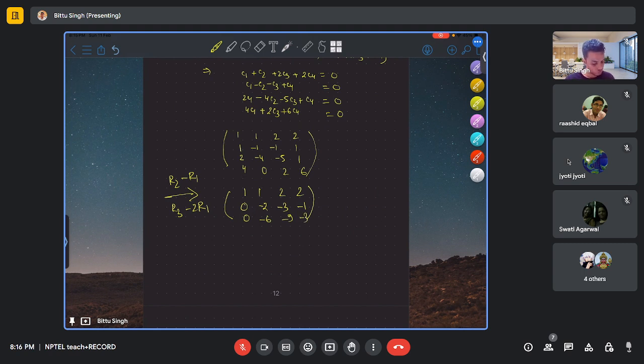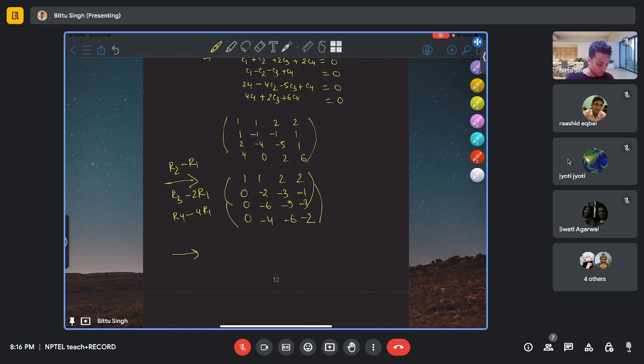Similarly, R4 minus 4 R1. It will give 0, minus 4, minus 6, and 4 times 2 is 8, so it will be minus 2.